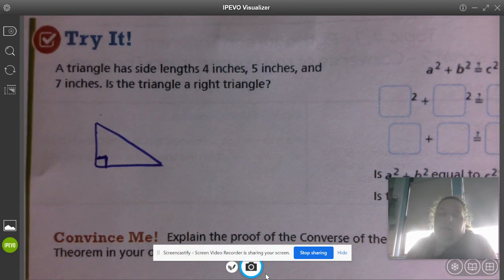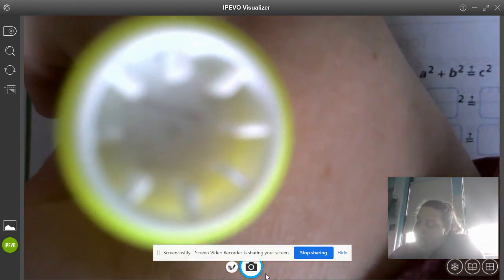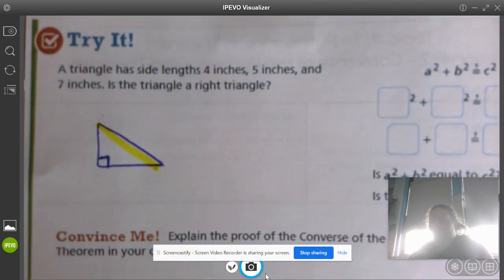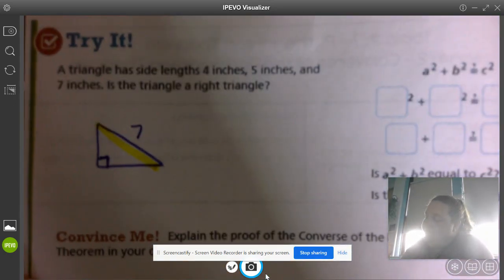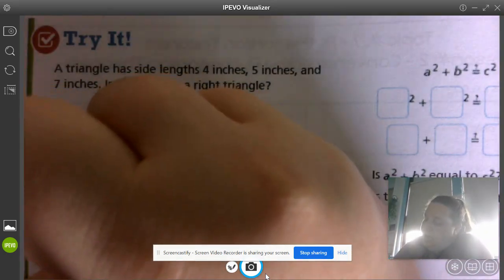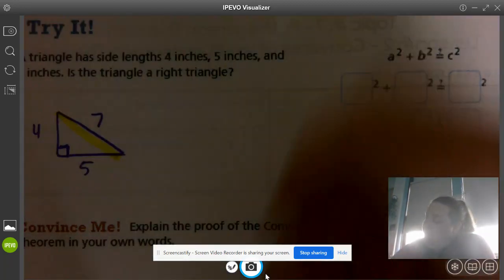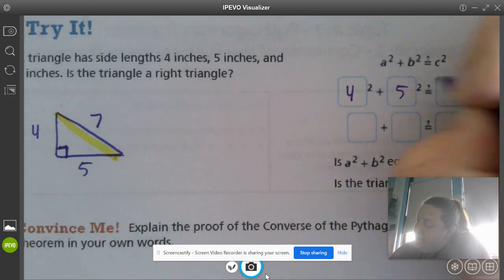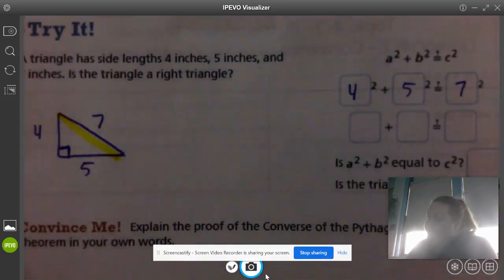Now, how do I know how to label the triangle? Well, I know that the side across from my right angle is always the longest side, the hypotenuse. So this would be 7. And then 4 and 5 doesn't really matter because they're both legs. So with that in mind, 4 squared plus 5 squared equals 7 squared. That's what we're going to check.